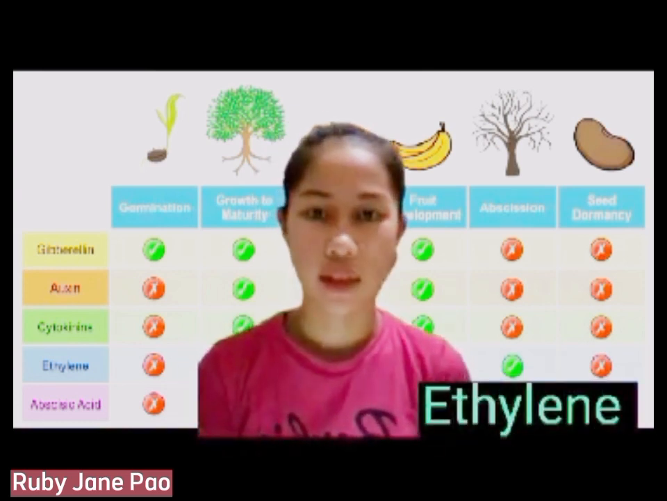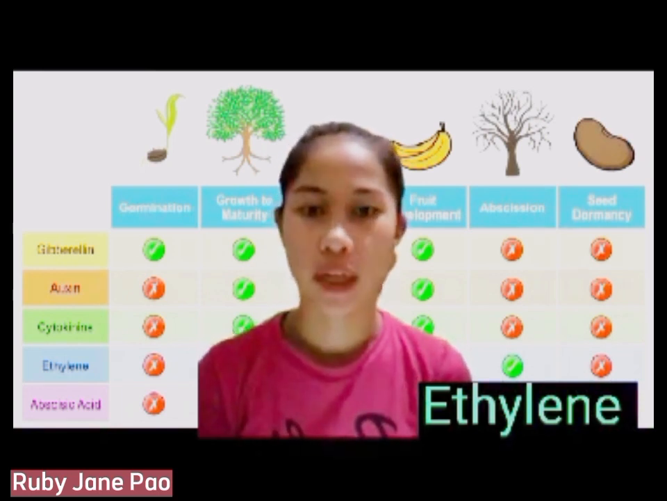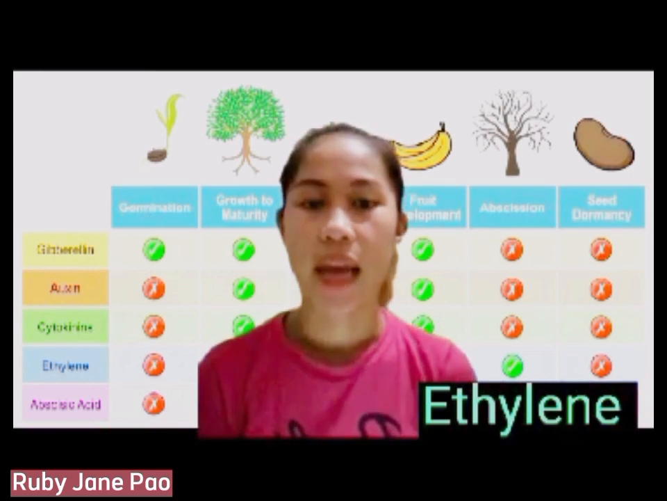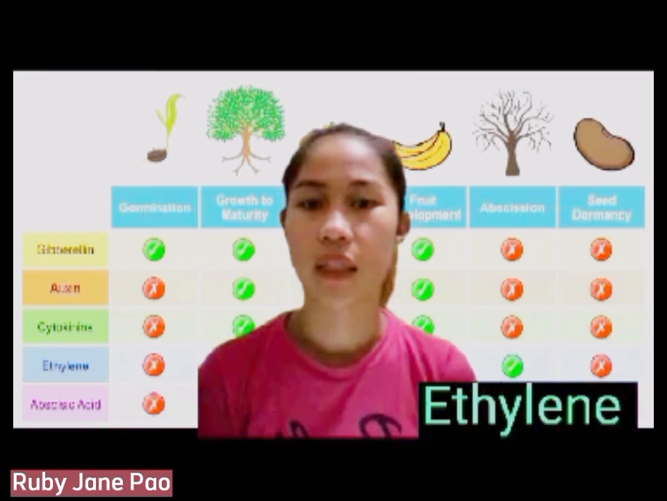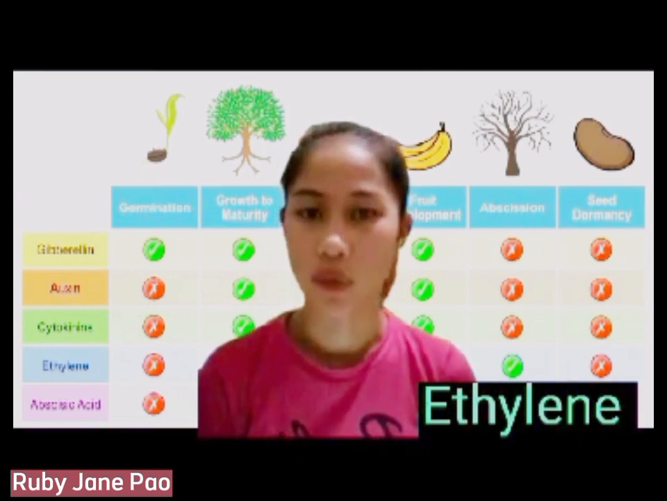Next is ethylene. These are produced by ripening fruit. It stimulates flowering and ripening. An unsaturated hydrocarbon gas acting naturally as a plant hormone. It is the simplest alkene gas and is the first gas known to act as a hormone.